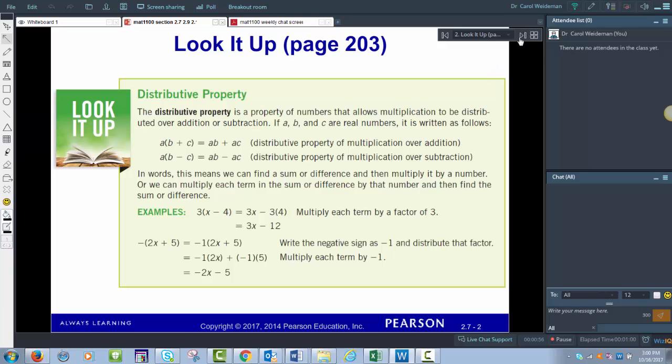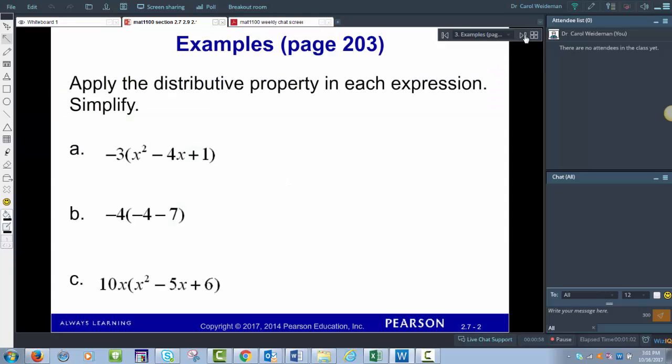And so let's take a look at a couple of problems. So let's take a look at this first problem. We're going to go ahead and distribute. In order to remove the parentheses, we need to distribute the -3 to each term within the parentheses. So we're going to get -3x squared. -3 times -4 gives me a plus 12x, and then -3.